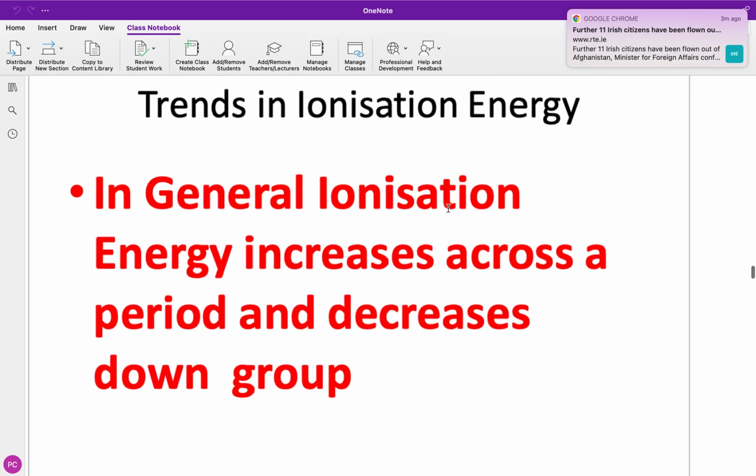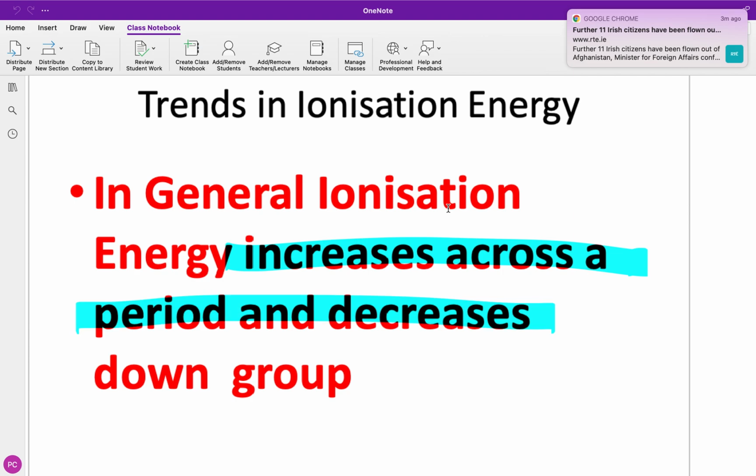So here's our rule. Ionization energies increase across a period and decrease down a group. Increase across a period and they decrease down a group. And these slides are kind of overkill. Once you know the general rules about atomic radius, electronegativity, and ionization energy, that kind of covers it.